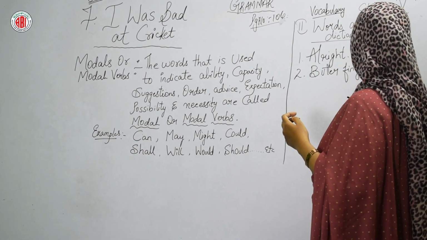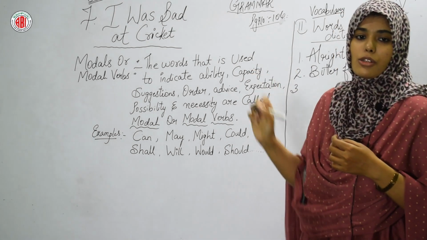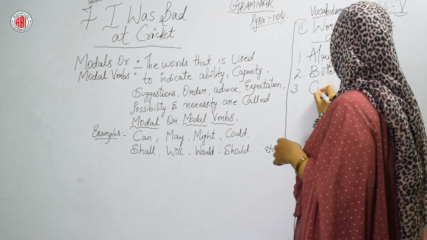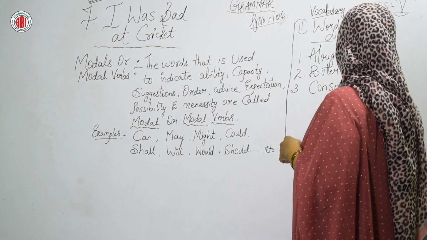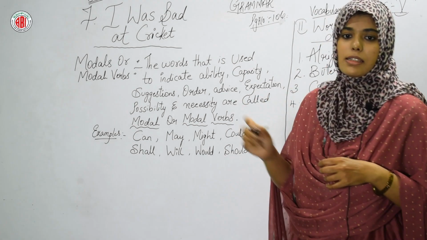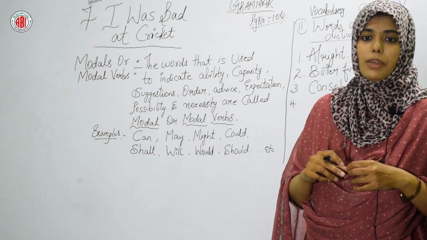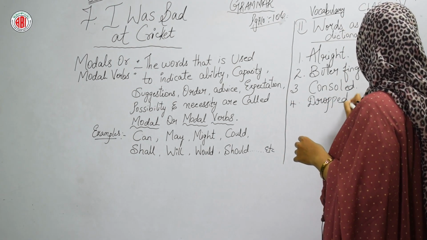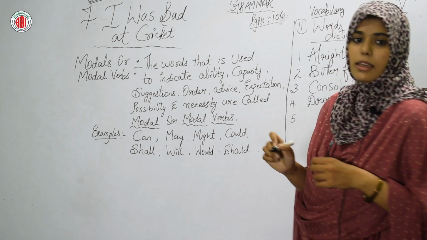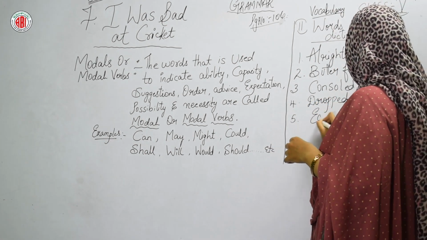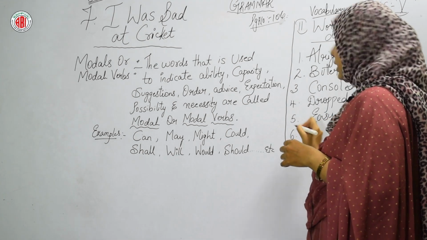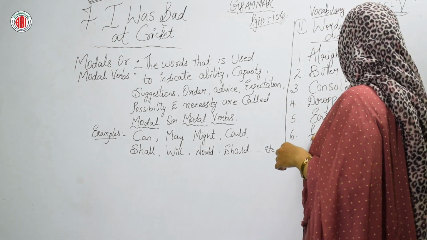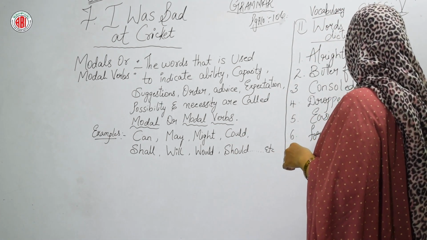Okay. Third one is A, B, C. From C, the word mentioned in this box is console. Yes, console. Next is from D, the word given is dropped. D-R-O-P-P-E-D, dropped. Okay. E. From E we are having easy. Okay. Sixth one is F. From F, forward.